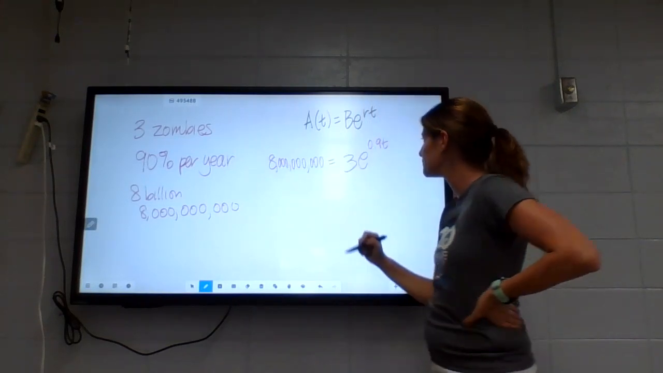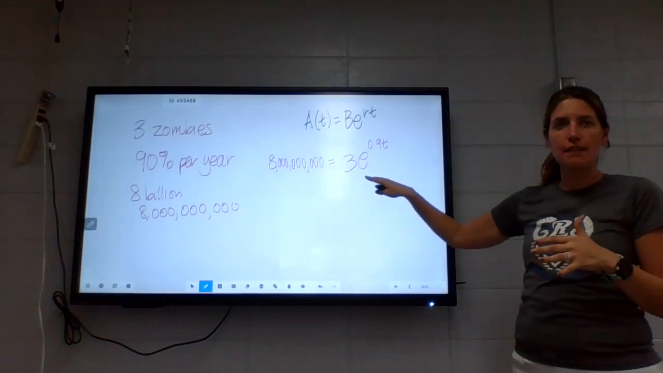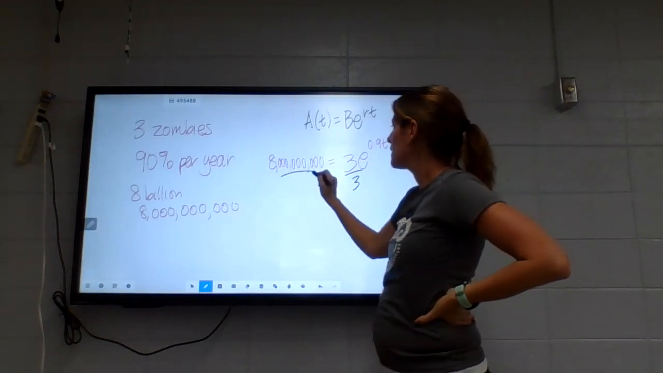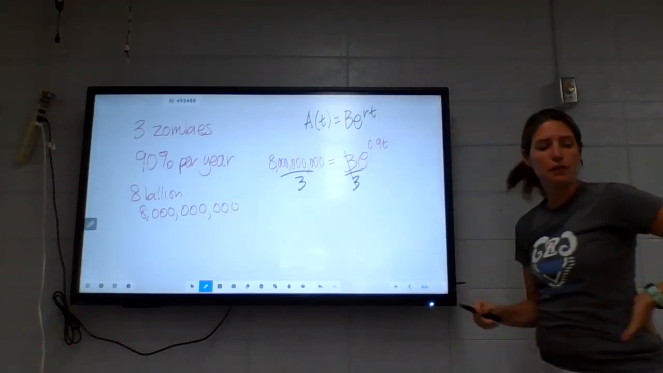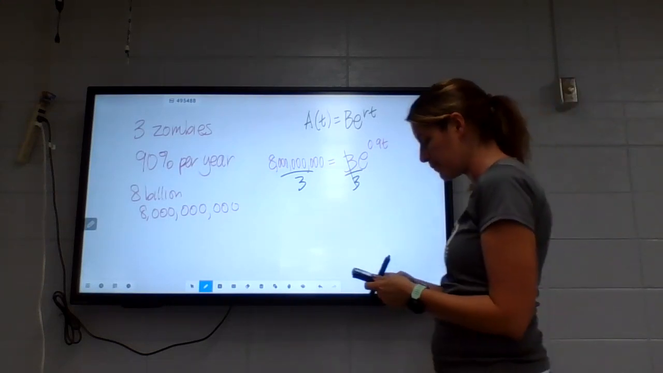So that'd be 3. Now, I want to get just that e to the 0.9t alone. So how can I isolate that? Divide by 3. So we're going to divide 8 billion by 3, and we get a very large number. I mean, smaller than we currently have, but.